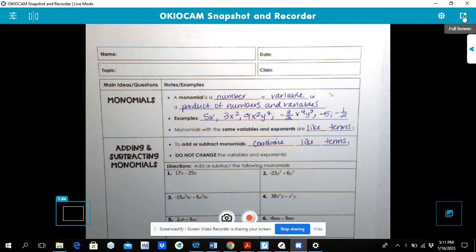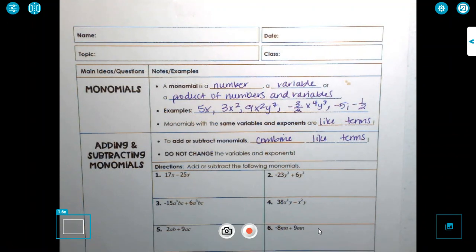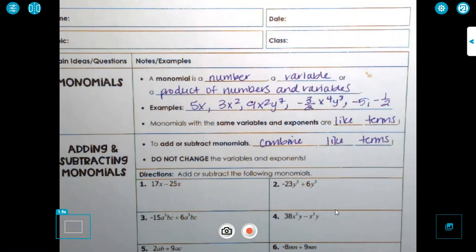All right, y'all. So this is my first attempt at recording with this newer Elmo that I had. So let's just see what happens. Here we go. All right.